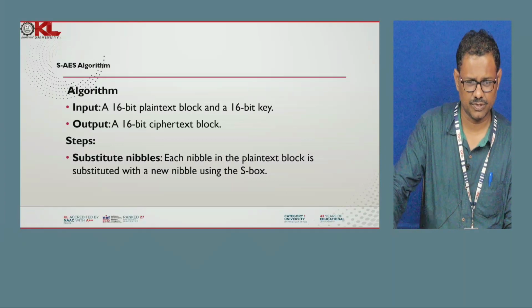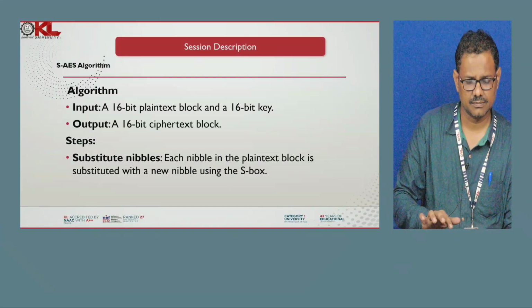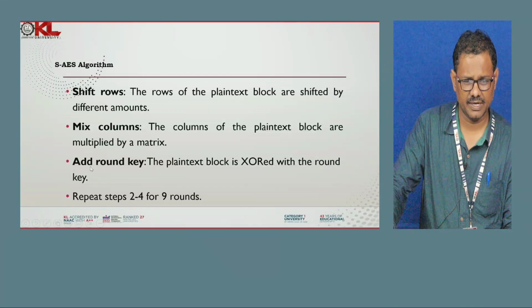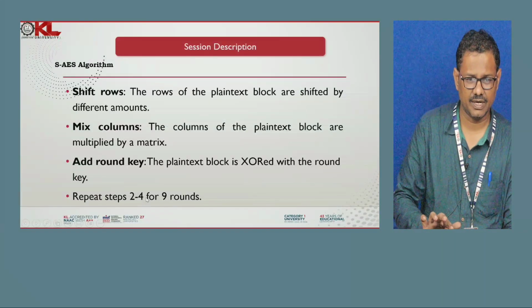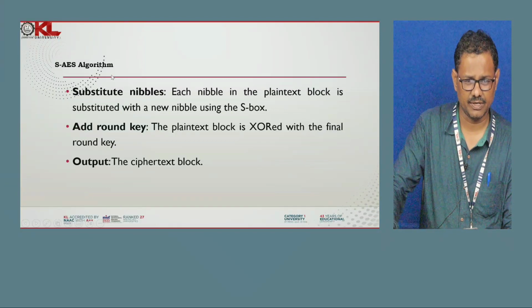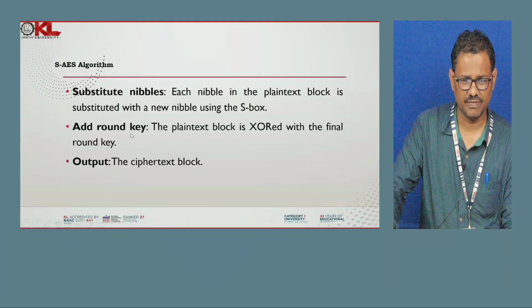Sorry, substitute nibbles is the first step. Then steps 2 to 4: shift rows, mix columns, add round key. These steps we repeat for 9 rounds. In the 10th round we are applying only substitute nibbles and add round key. Each nibble in the plain text is substituted with a new nibble using S box. The plain text block is XORed with the final round key.